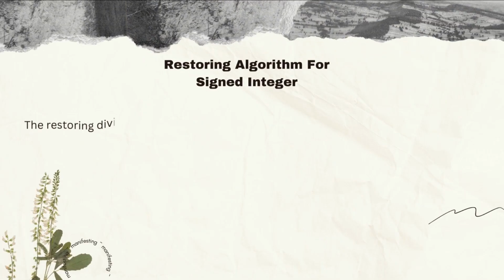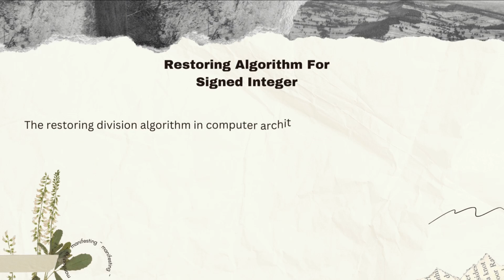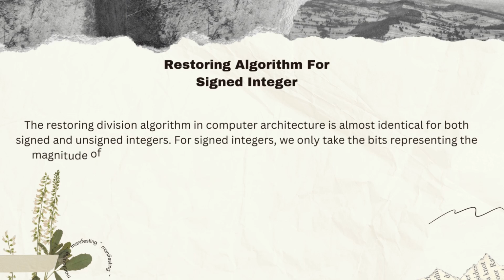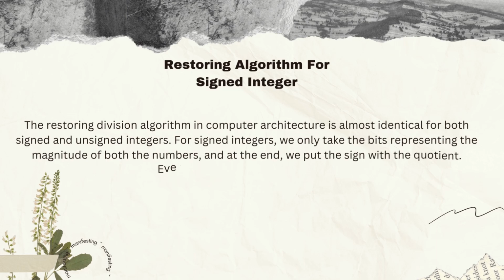Now let's take a look at the restoring algorithm for signed integers. The restoring division algorithm in computer architecture is almost identical for both signed and unsigned integers. For signed integers, we take the bits representing the magnitude of both the numbers, and at the end we put the sign with the quotient. Everything else remains the same.